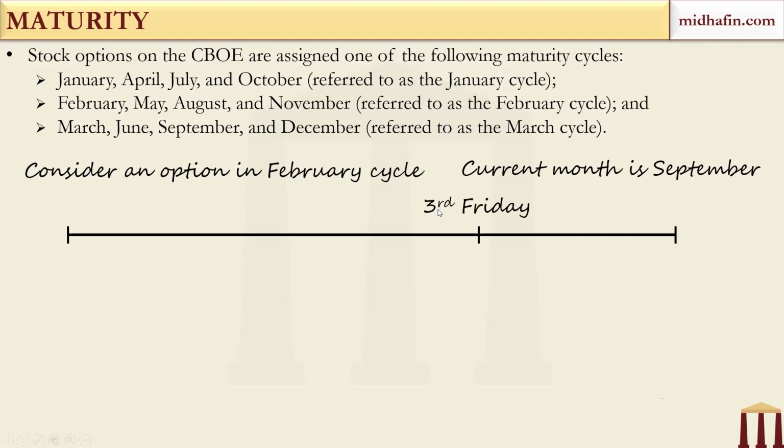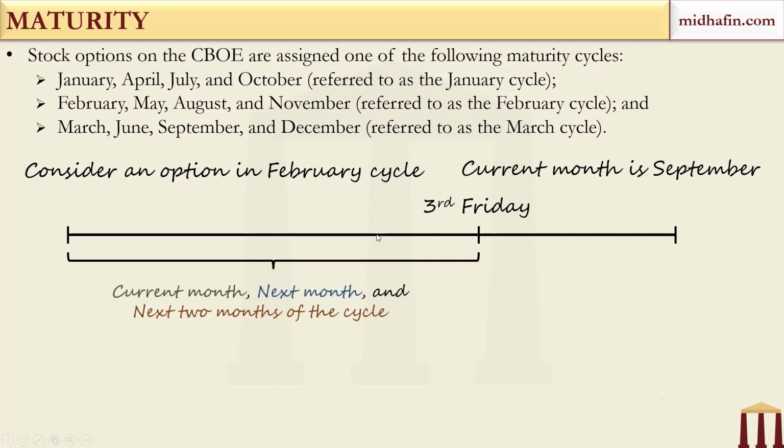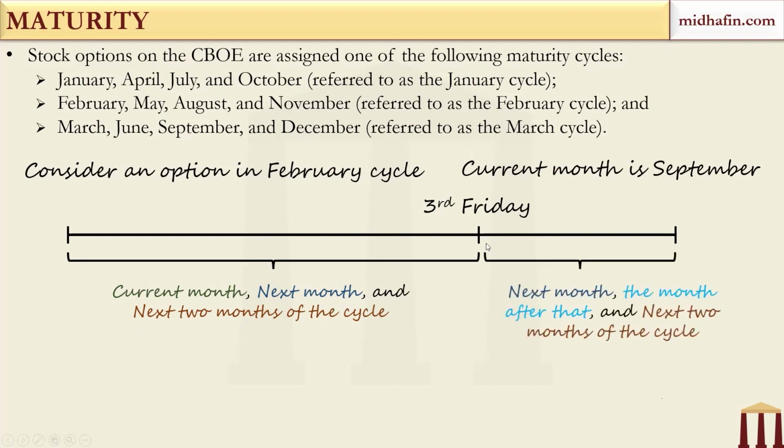Okay, always remember third Friday is the benchmark. Now, before third Friday, you will see that the options that are traded are of the current month, the next month, and the next 2 months of the cycle. After the third Friday, because usually settlement happens on the third Friday itself. Okay, so if on the third Friday, current month options have been settled, so naturally after third Friday, you will not see options expiring in current month, because they have all been settled on the third Friday itself.